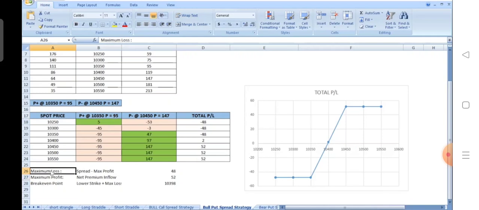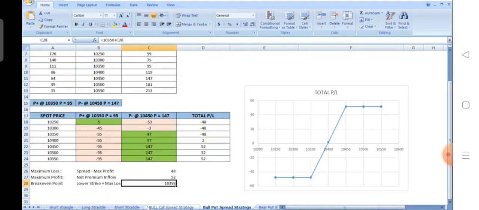So the maximum loss would be spread. Spread is 100 rupees minus maximum profit, which is 52. So 100 minus 52, which is 48. That is the maximum loss from this strategy. The break-even point would be lower strike price plus the maximum loss. So 10,350 plus maximum loss of 48 rupees, making it a break-even point of 10,398, where we have no profit, no loss.